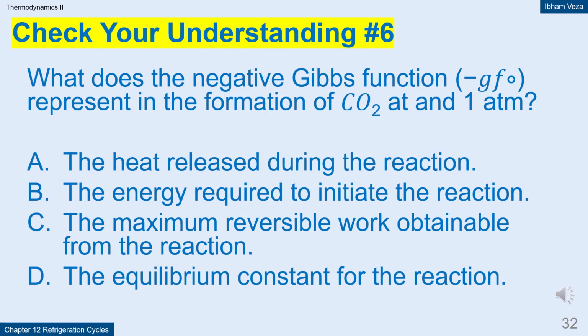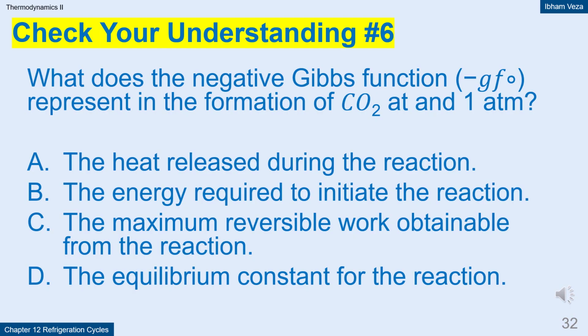Answer C. The maximum reversible work obtainable from the reaction. Explanation of why other answers are wrong. A. The heat released during the reaction. Incorrect, because the negative Gibbs function represents work, not heat, though they are related thermodynamically. B. The energy required to initiate the reaction. Incorrect, because the Gibbs function does not describe activation energy, but rather the maximum work potential of the reaction.